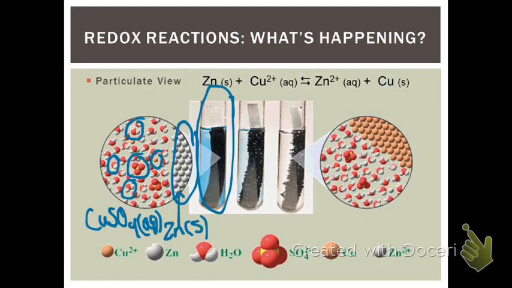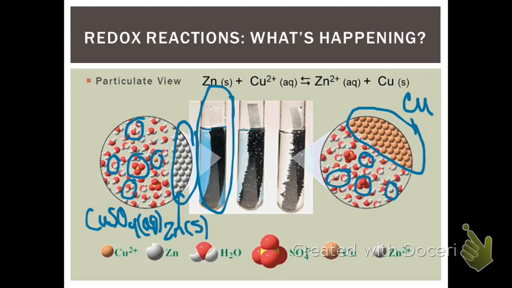Now, as the reaction progresses, what happens? Now look, your solid bar is now copper. You still have water, you still have sulfate, but the major difference is you now have zinc ions in solution, these little white individual ions. So essentially what happened is the zinc and copper switched spots.